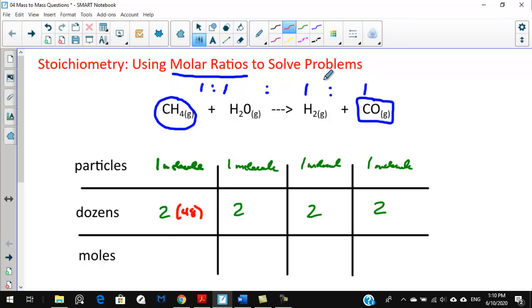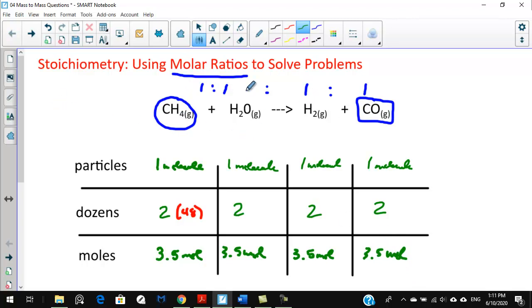Right? So then we can do the same thing with moles. If I was to give you a certain number of moles, let's just say 3.5 moles, right away you know how much hydrogen you're going to make because it's a 1-to-1 relationship. So if I start with 3.5 moles of methane, I'm going to make 3.5 moles of hydrogen. And that's going to take 3.5 moles of water and also make 3.5 moles of carbon monoxide. So it's using that ratio.